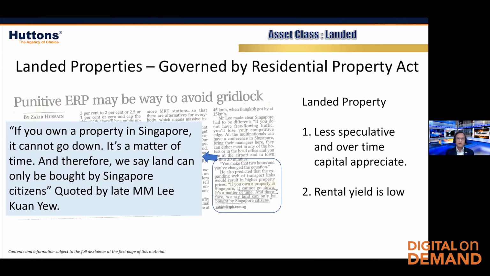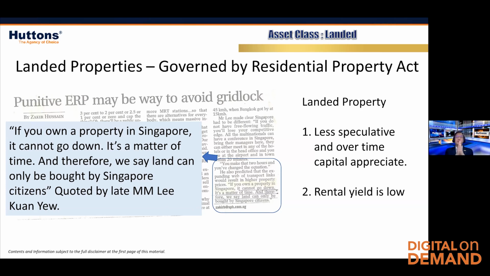Okay, landed properties. So for landed property, I want to do a quote. There is this news article which I've kept for a very long time, because it was talking about the ERP. But I just want to share this with you. This is actually spoken by our late minister mentor, Lee Kuan Yew. He said this: if you own a property in Singapore, it cannot go down. It's a matter of time, and therefore we say land can only be bought by Singapore citizens.